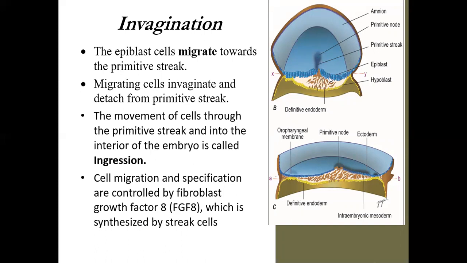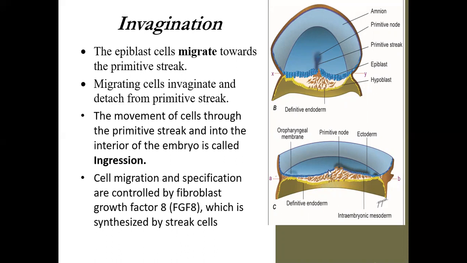Cell migration and specification are controlled by fibroblast growth factor 8, which is synthesized by the streak cell. That is why the primitive streak is called the main organizer of the embryo. Over here you can see this one is the primitive node. The epiblast cells are detaching from each other. They are changing their shape. They first become flask shaped and they start migrating into the interior of the embryo and they will start displacing this hypoblast cell layer to form the definitive endoderm.